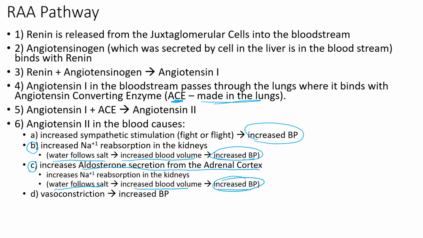Another thing angiotensin 2 is going to affect are arteries. It is going to cause arteries to constrict. It's going to cause them to get smaller. The lumen is going to get smaller, which is going to result in an increase in blood pressure.